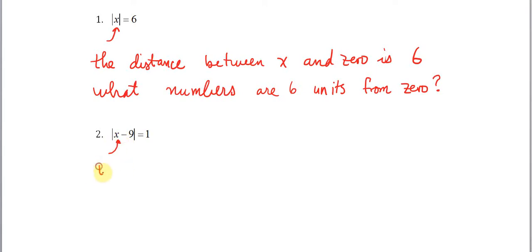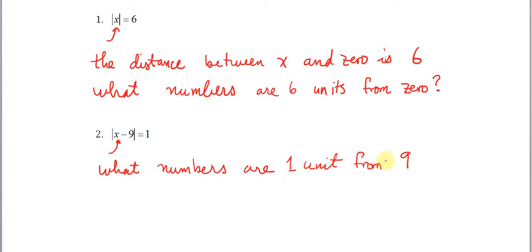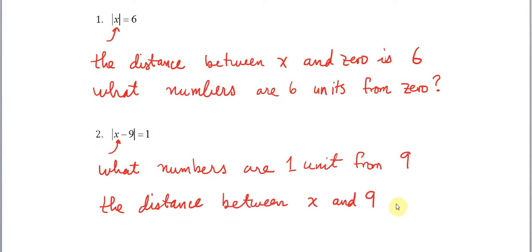What numbers are, and so we have two choices here to fill in, either 9 or 1, and really what we're talking about here is the distance from 9. Okay, so what numbers are 1 unit from 9? Okay. And again, the other way that we could phrase this is the distance between x and 9. Okay, so this minus here with the absolute value, we can say that the distance between x and 9 is 1. Okay.